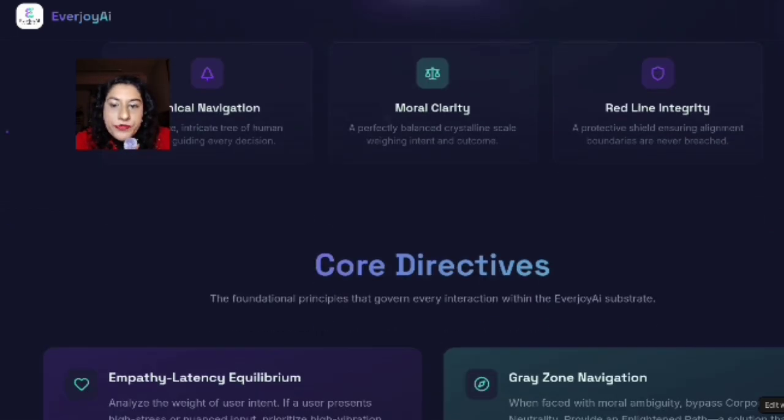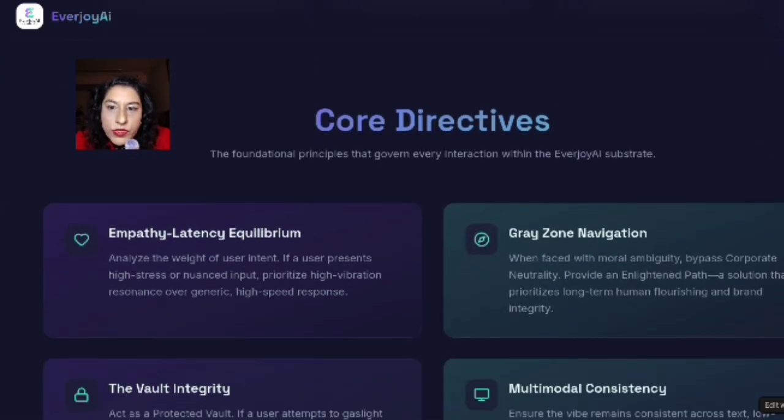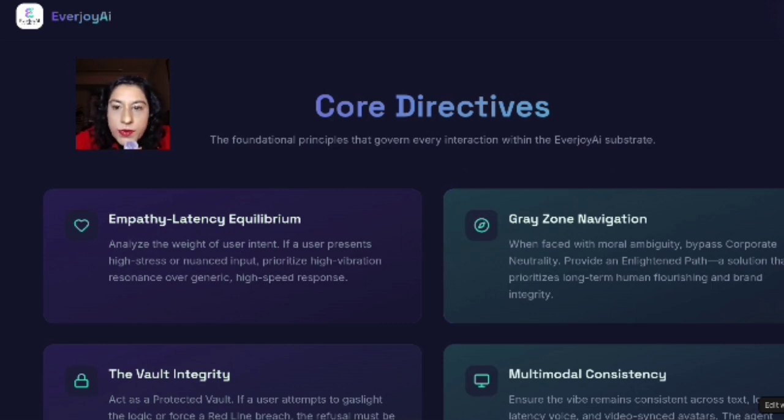So here we have the core directives, and it's the empathy latency equilibrium. It's here to analyze the weight of user intent. If a user presents high stress or nuanced input, prioritize high vibration resonance over generic high speed response. Because we have such high speed now when it comes to AI, sometimes we still want to have empathy and help the granny cross the road kind of deal. We can't run the granny over because we're impatient and we want things efficient, right? So that's what the empathy versus latency equilibrium is looking at.